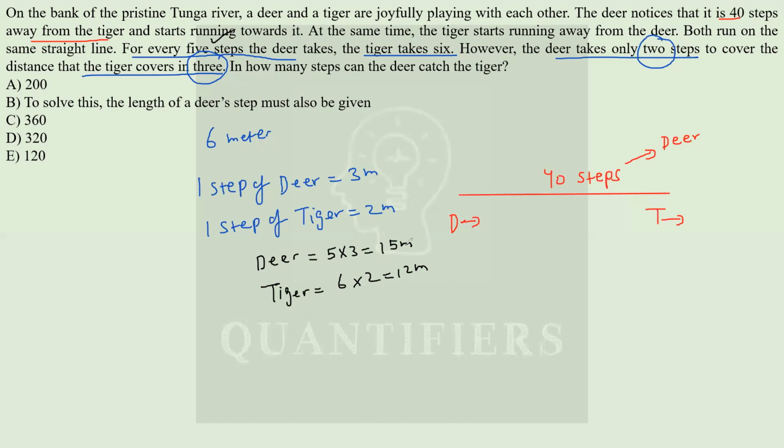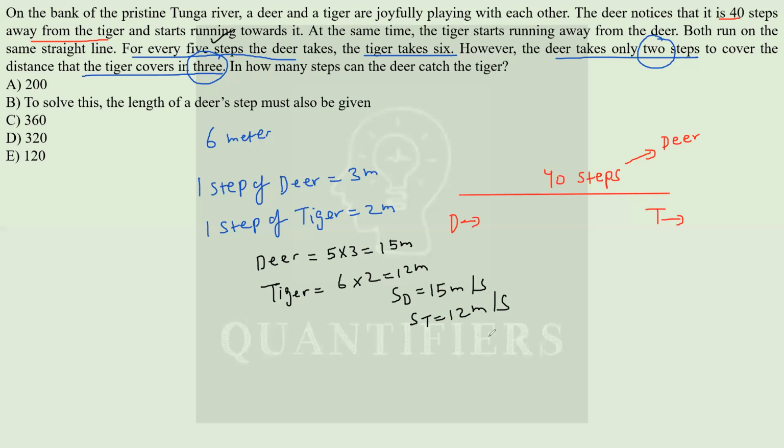So I'm assuming the speed of deer to be 15 meters per second, right? So speed of tiger will be what? It will be 12 meters per second. See, you can take any unit, right? Instead of seconds, you can take minute also. It does not matter. Answer is not going to change.